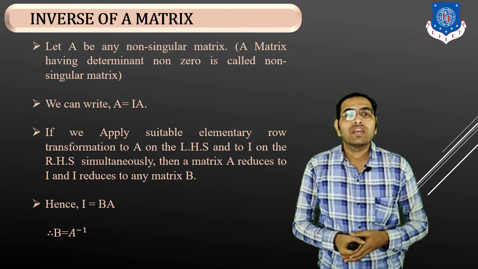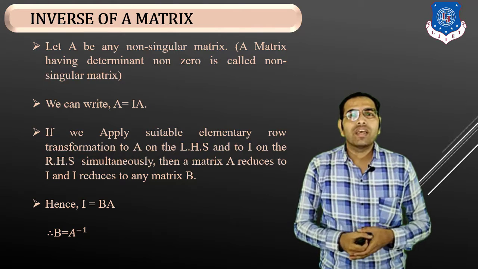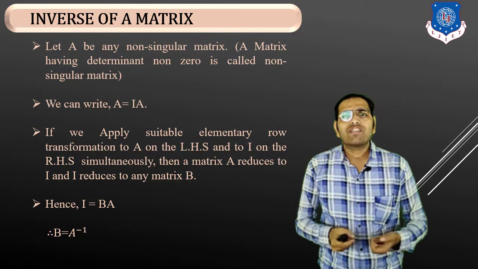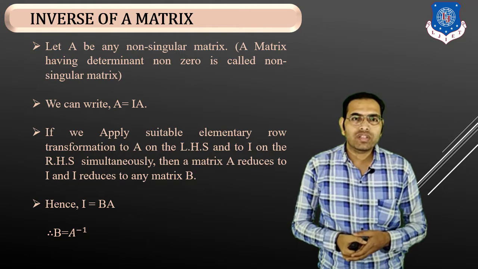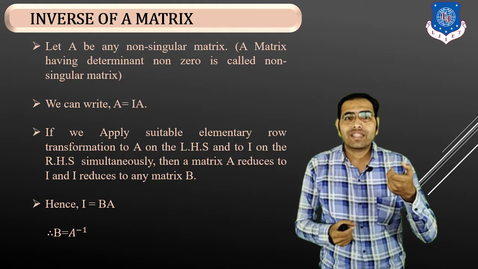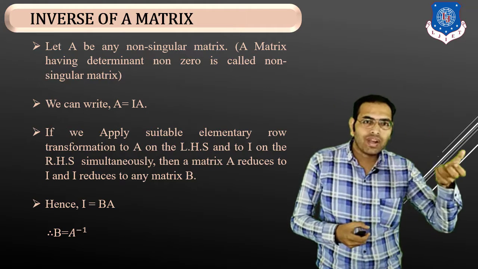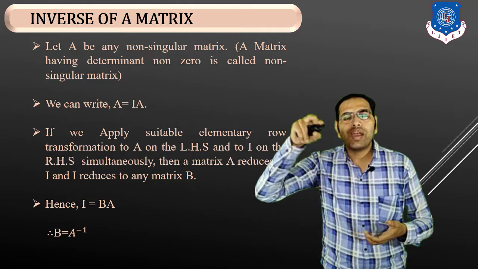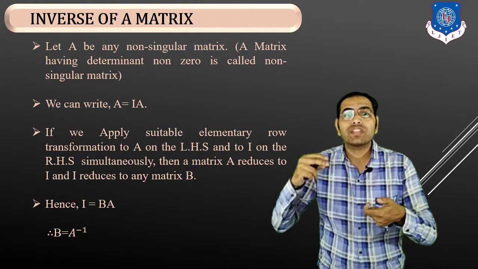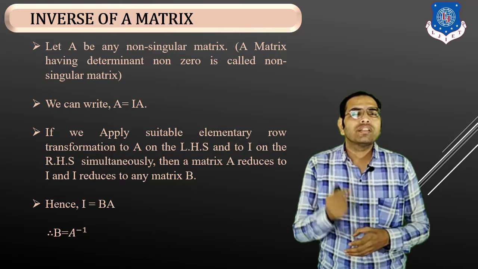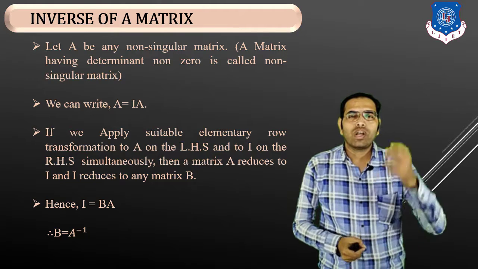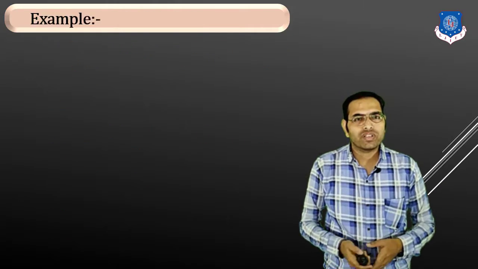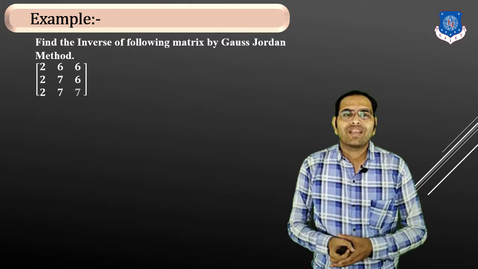Then our matrix A is reduced to the identity matrix, and the identity matrix is reduced to a matrix B, where I equals BA, where B equals A inverse. Here our matrix A becomes the identity matrix, and whatever operations are applied, the identity matrix becomes the matrix B, which is our A inverse. That is exactly what we have to find: make matrix A the identity matrix with the help of row operations. Let's see one example.